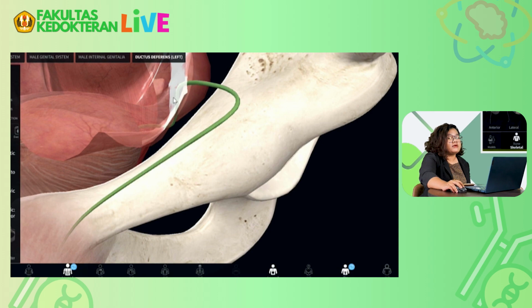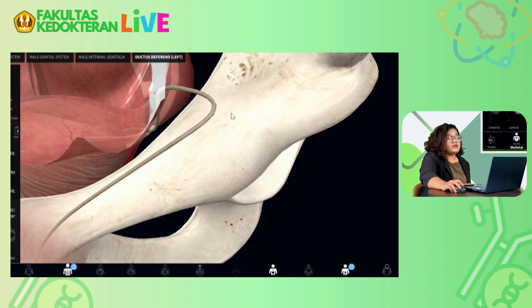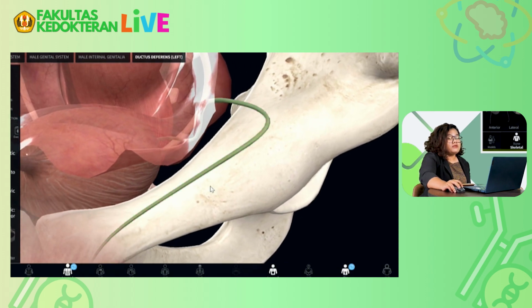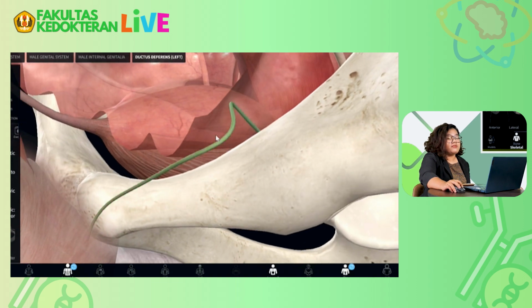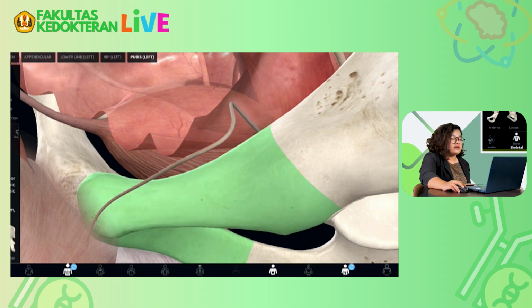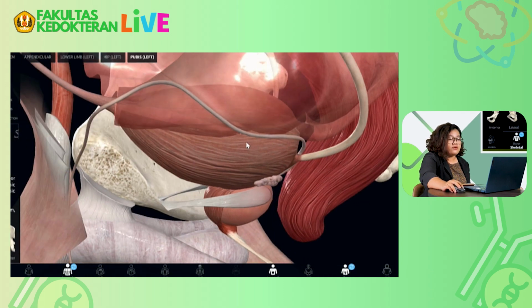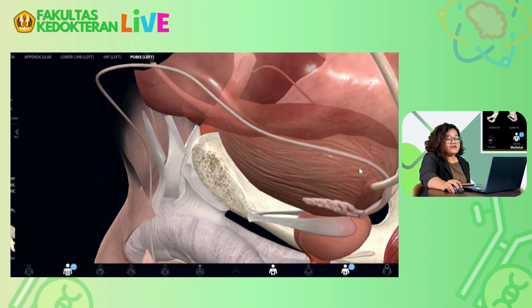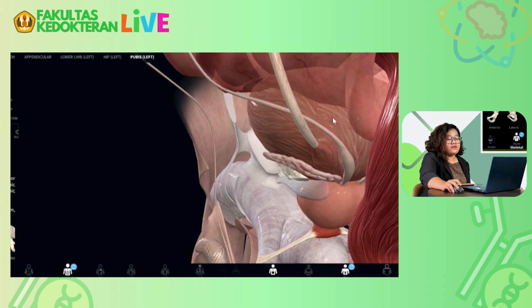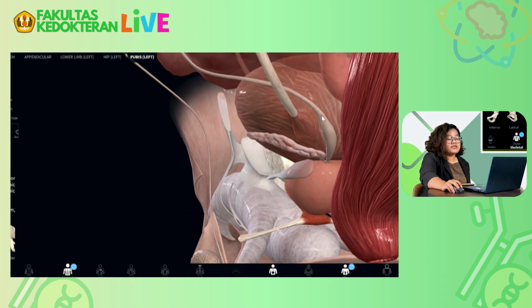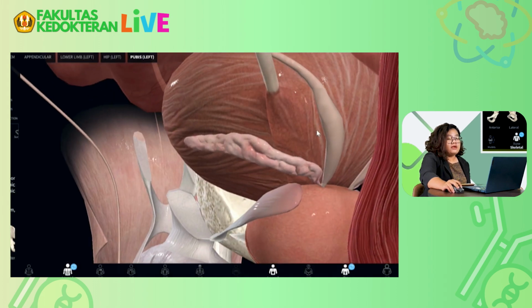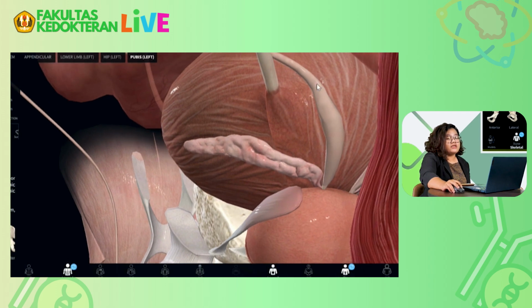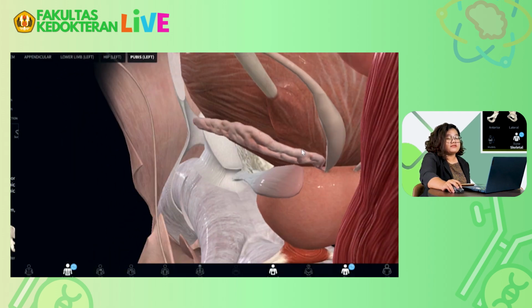This is the peritoneum, so it goes subperitoneal. It's not covered by peritoneum, it goes under the peritoneum. Let's remove the bone here first to give you a better view. There you go. Then it goes posterior to the vesica urinaria. Here, it's very long. And towards the end, over here, it's sort of enlarged into the ampulla of the ductus deferens.